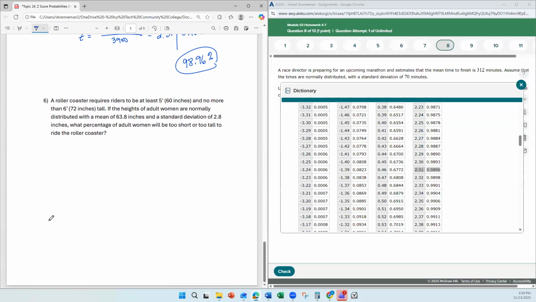And then one more example, we have a roller coaster that restricts height in both directions. You can't be too short or too tall. So we have the heights of adult women normally distributed. We have the mean and standard deviation. We're looking for the percentage of adult women that would be disqualified from riding. They're either too short or too tall. So first thing I've got to do is find the z-score for each of those data values. So for the 60 inches and the 72 inches.